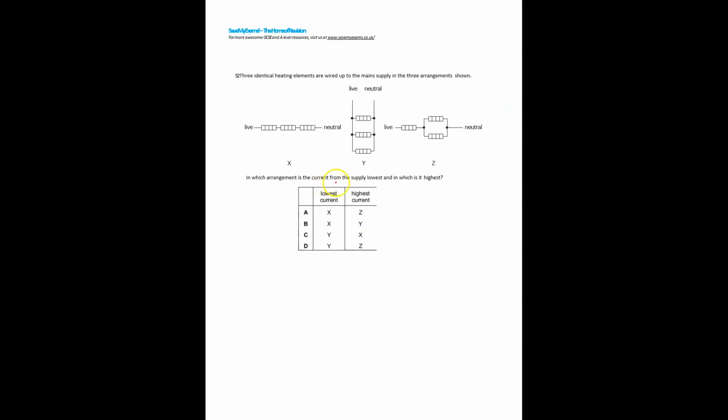In which arrangement is the current from the supply lowest and in which is it highest? So these resistors are connected in series, right? This is a heater. Each heater has a resistance. So it is connected in series. Highest resistance, lowest current. So the lowest current is in X.